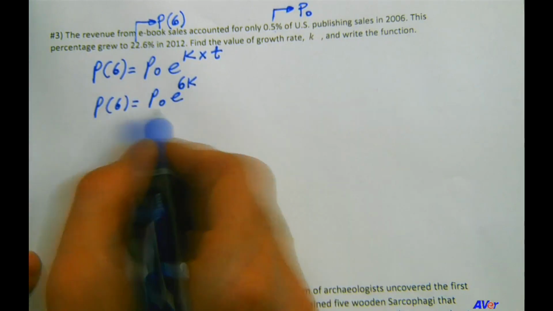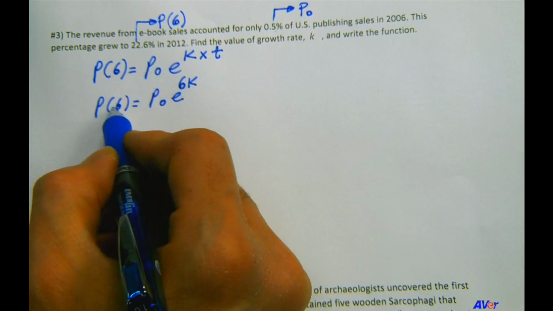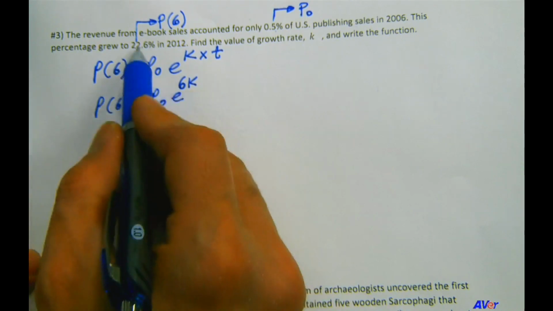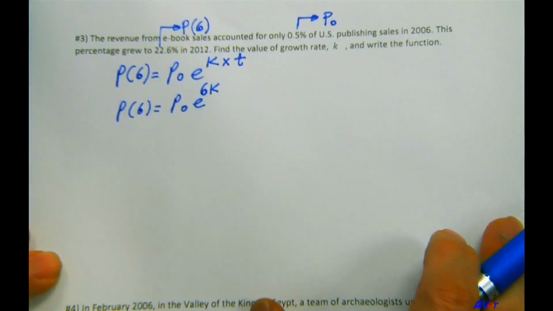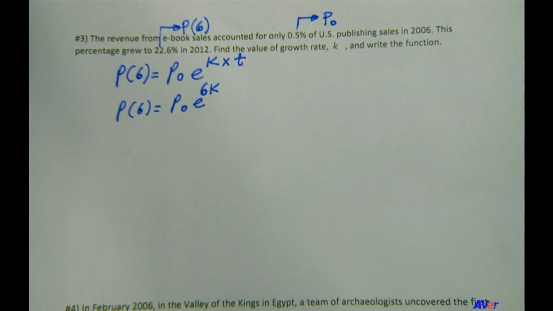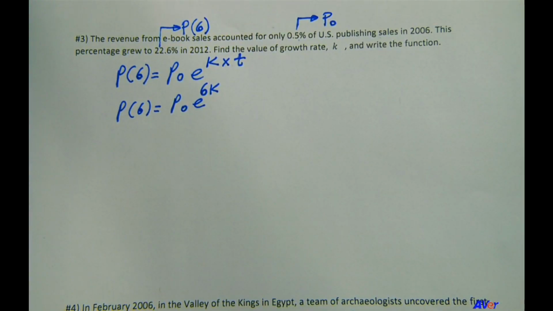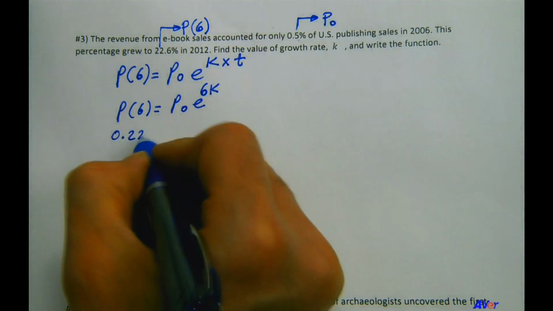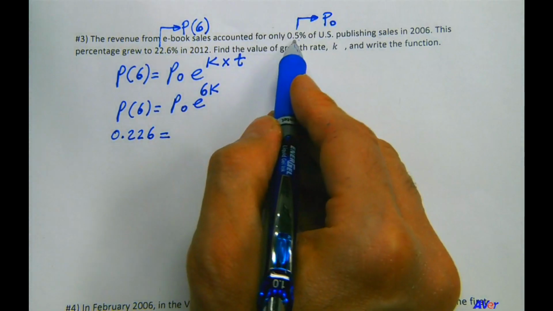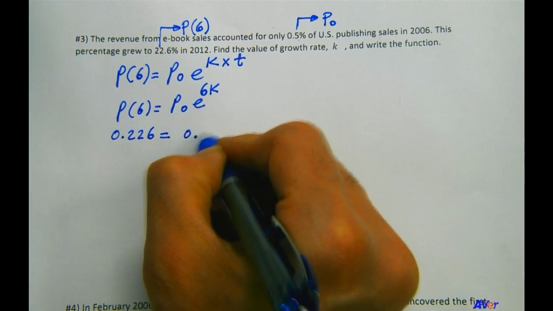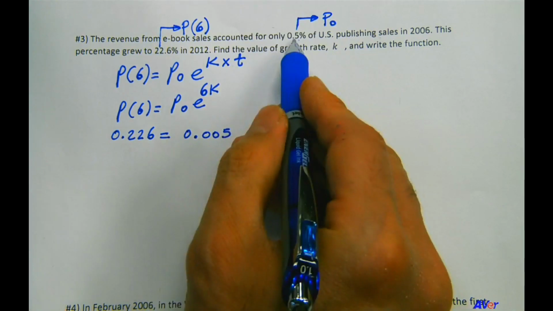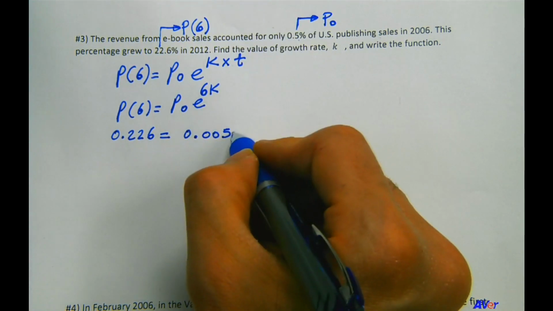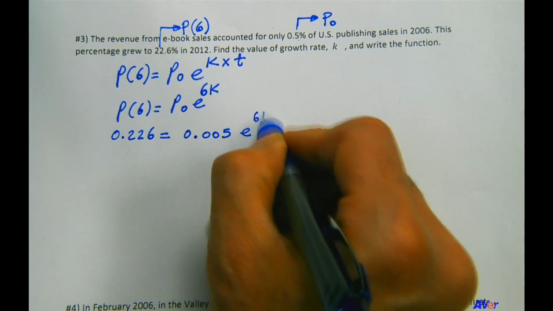Now let's replace for these two quantities. The revenue after 6 years from sales of ebooks was 22.6%, so we need to convert that to decimal form. I think the screen is a little fuzzy. Let me try to focus it. Okay, this is sharper. So this should be 0.226 equals, let's convert that 0.5% to decimal form. That'll be 0.005, just divided by 100. And then we have E to the 6K.